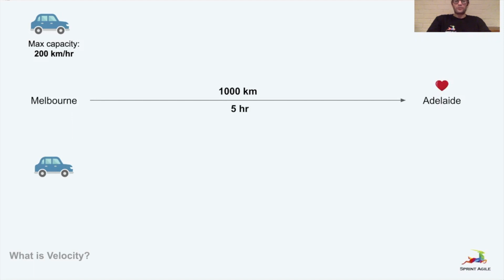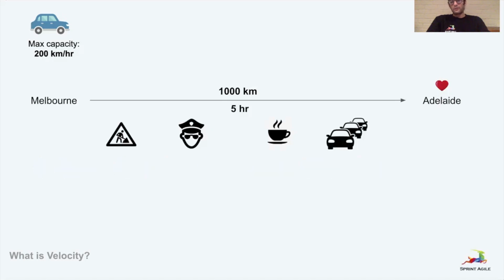But when you start your trip, you're going to hit a lot of roadblockers that slow you down. For example, there might be some road work, or you might be pulled over by police, or you stop over, have a coffee, stretch your legs, and also you're stuck in traffic. So when you reach Adelaide, you notice that it actually took you 10 hours.